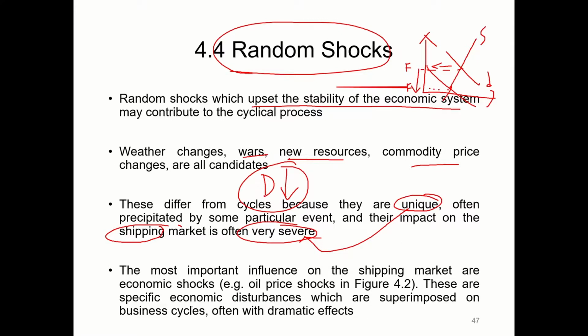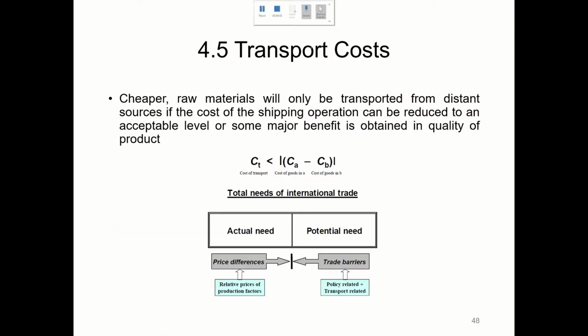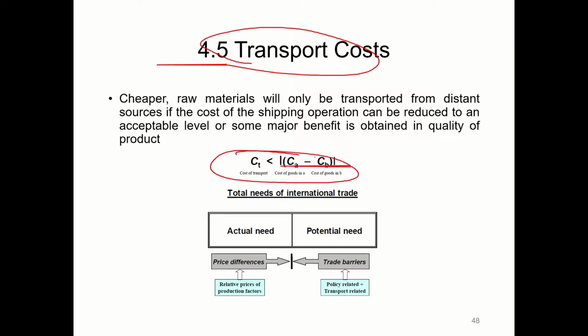So these are specific economic disturbances that we cannot predict or expect, superimposed on the business cycle, right? And they often have dramatic effects on prices. Okay, so the last factor would be transport cost. We learned this formula last week. If we are able to reduce transport cost, there will be more countries being able to trade.